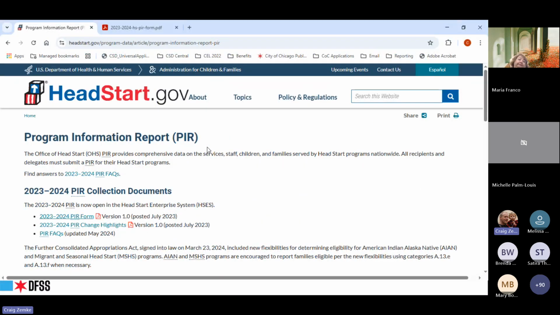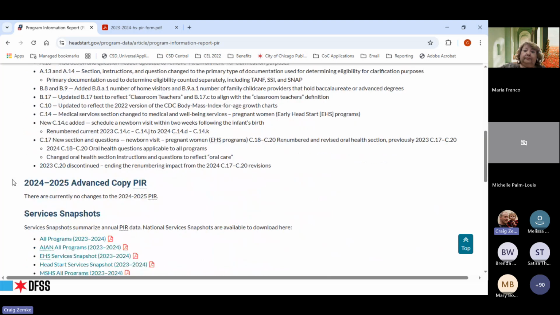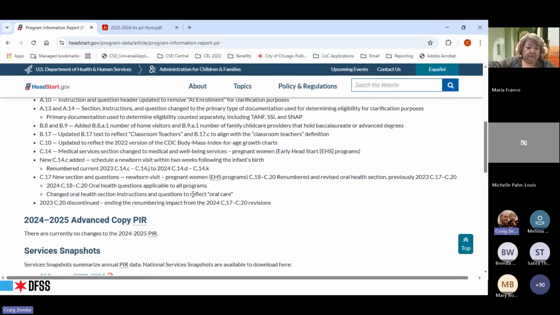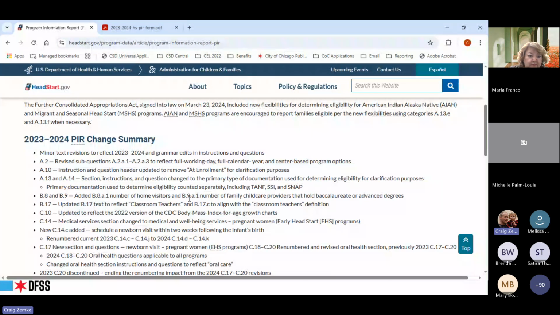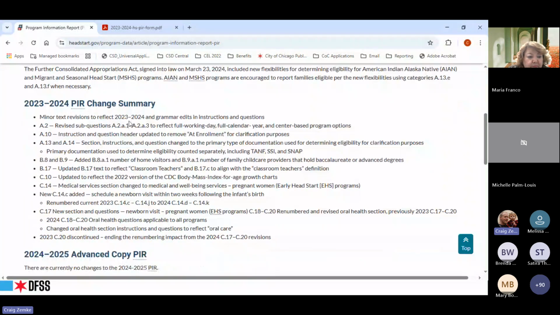So a couple things. You actually already know most of what you need to know about the PIR in all likelihood, because if you look through this, you will see the current year, which is due this summer, there are currently no changes. So we are still using last year's PIR form. Normally they come out with a new one every year and they do a list like this that has minor changes. But so far we have heard nothing new.